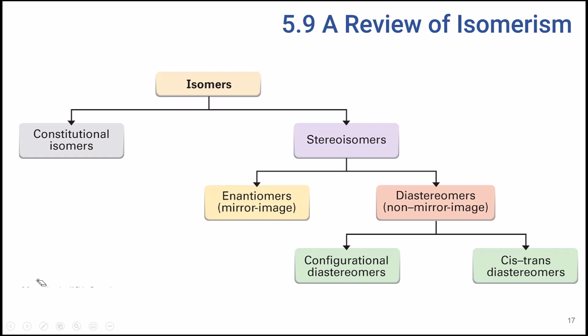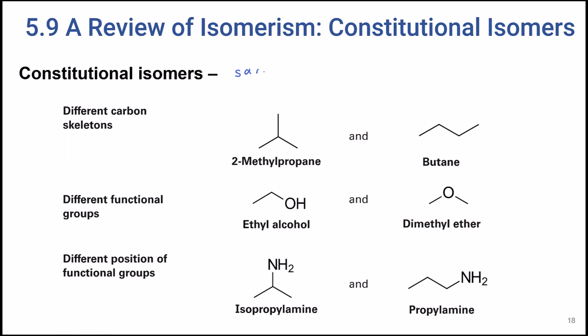An isomer has the same formula. If we have a constitutional isomer, they're connected different. Stereoisomers are connected the same, but they're different in 3D space. Within stereoisomers, we have 2 types. There's enantiomers, which are mirror images of each other, and the diastereomers, which are non-mirror images. And sometimes we have configurational diastereomers or the cis-trans diastereomers. A constitutional isomer has the same formula, different connectivity.